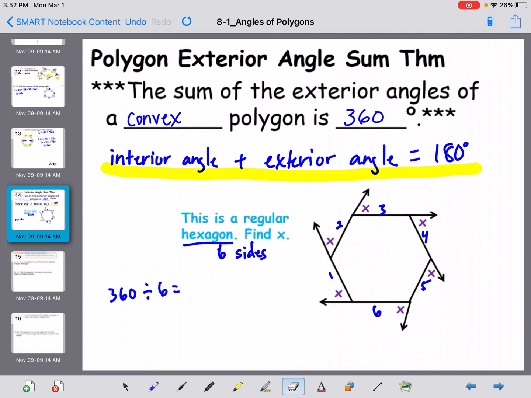So everywhere that you see an X in this image, that X is 60 degrees. Every one of these little corners, every one of these little spaces, every one of those angles on the outside of that polygon is 60 degrees.